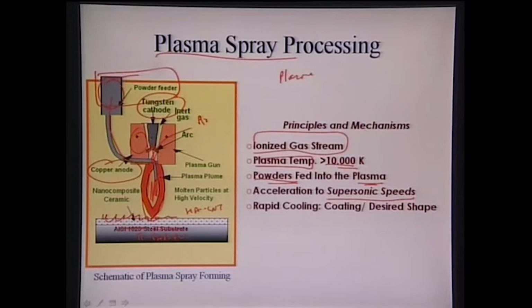And ideally these HA-CNT powders are being blended. They have been ball milled, blended in a jar mill, and then we are seeing that the CNT powders are just getting spread out by themselves. So that is the overall deal with it: the plasma is the ionized gas through which we basically feed the powders in the plasma plume, and they are accelerated to supersonic speeds.